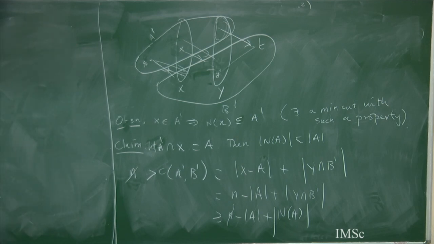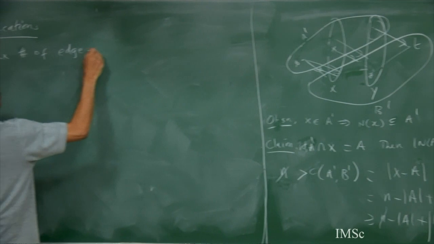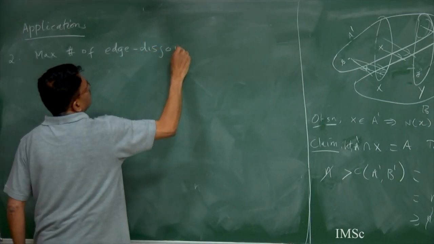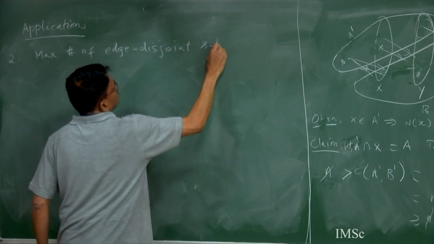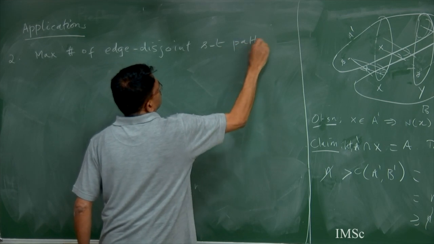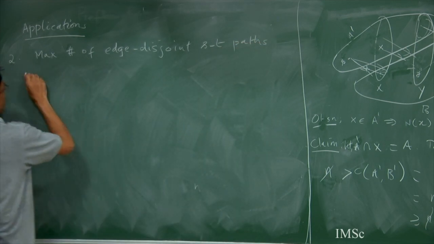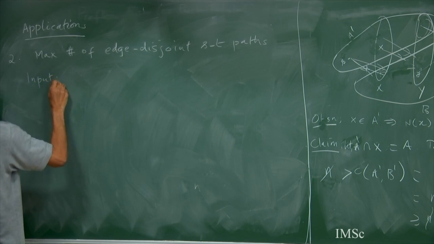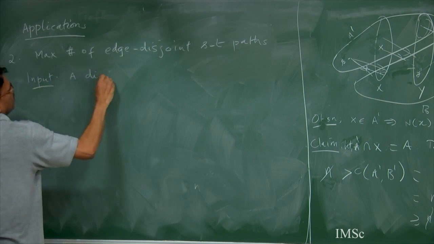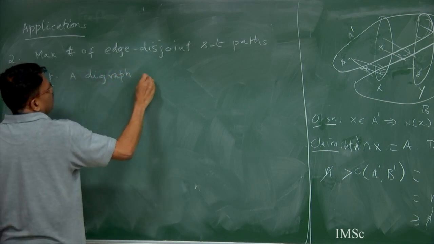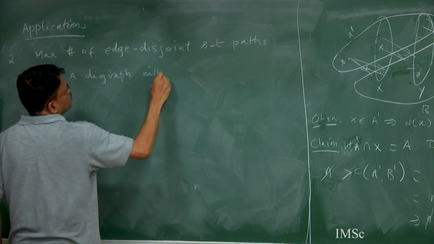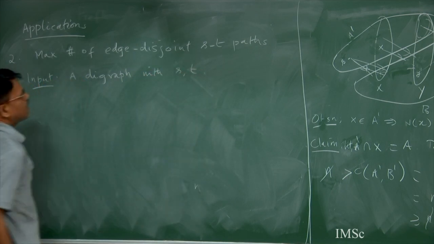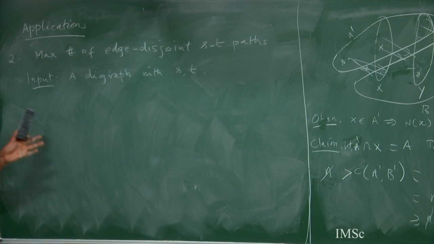So this is maximum number of edge disjoint ST paths. Given a directed graph with some special nodes S and T, say I am interested in the maximum number of edge disjoint ST paths in the graph. Okay.